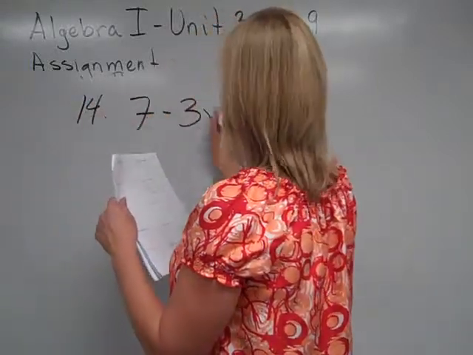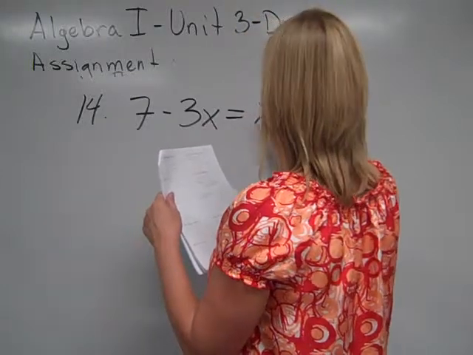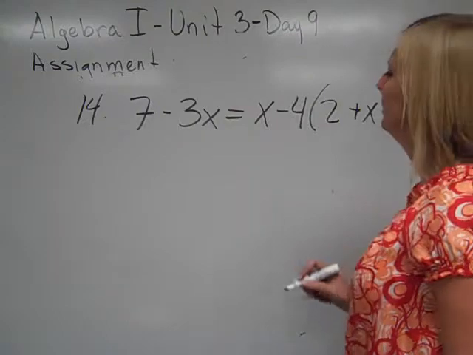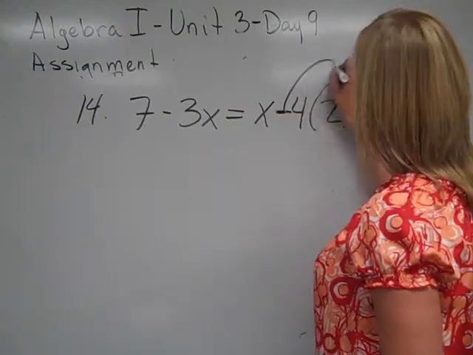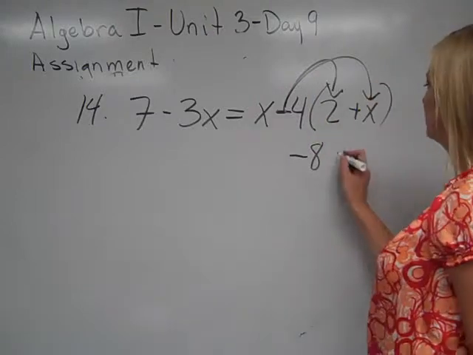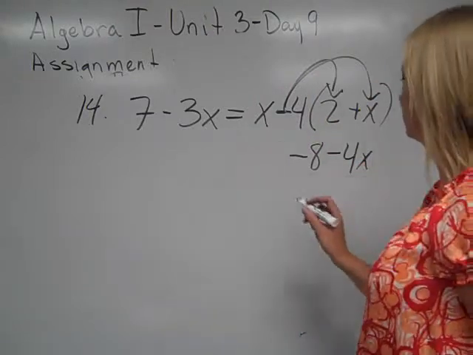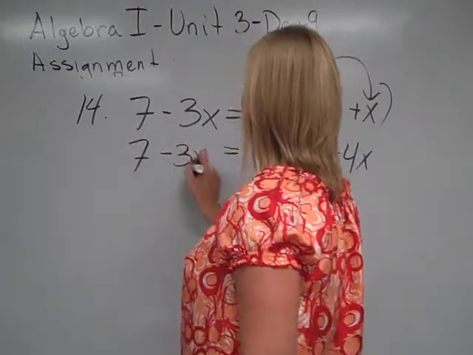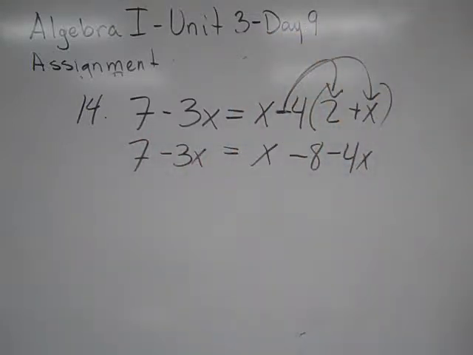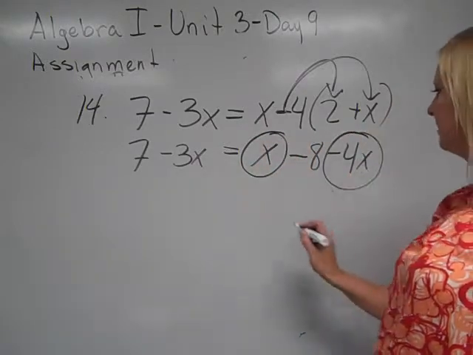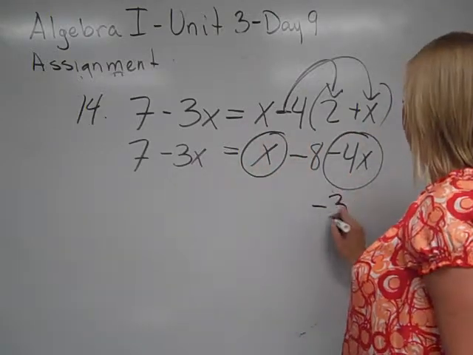Seven minus 3x is equal to x minus 4 times the quantity 2 plus x. Let's distribute. Negative 4 times 2 is minus 8. Negative 4 times x is minus 4x. All right, combining like terms, we have a positive x here and we lost 4 x's here for a total of negative 3 x's.